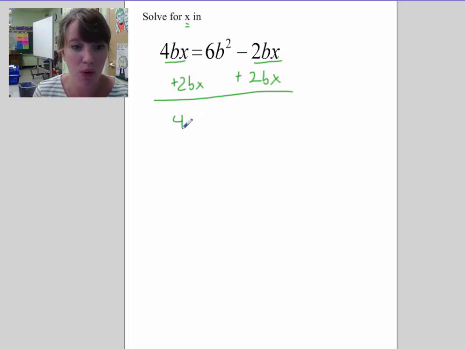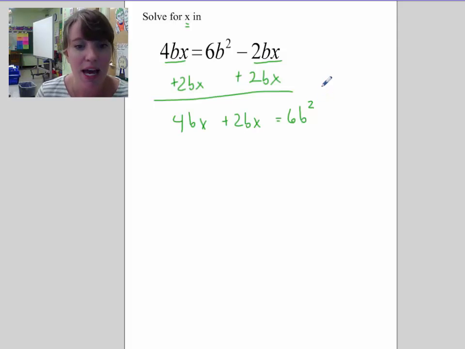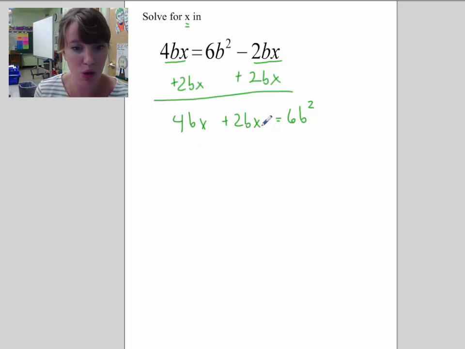Okay, so I have 4bx plus 2bx is equal to 6b squared. So notice I have all the terms with the x on the left-hand side, and I have the terms without the x on the right-hand side. Okay. Now what I would like to do is factor out the x from these two terms. Okay. Oh, actually, those are just like terms. I can just go ahead and add those together. Not a big deal. 4bx and 2bx are like terms because both of them are raised to the first power. So I would have 6bx. That's a little bit easier.